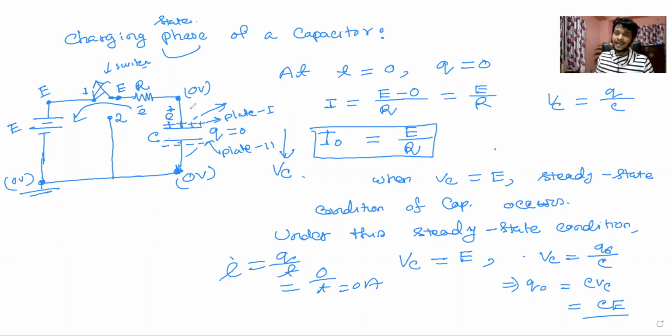But at time t equals to 0, the capacitor acted like a what? Open circuit or short circuit? Short circuit. Why? Because at time t equals to 0, the potential across the capacitor was 0 volt, isn't it? Keep these points in mind always if you want to solve any mathematical problem regarding this concept.